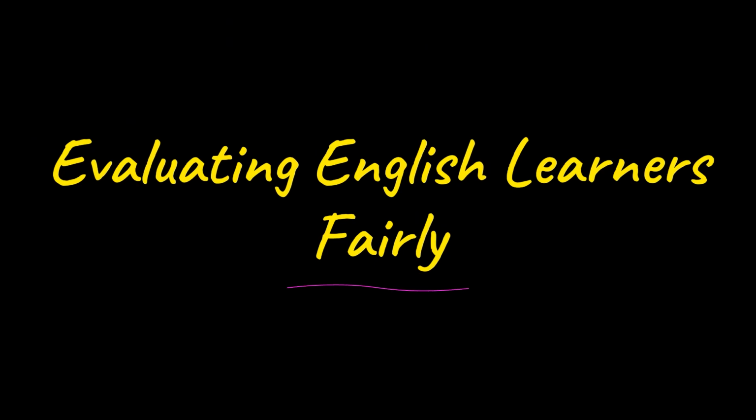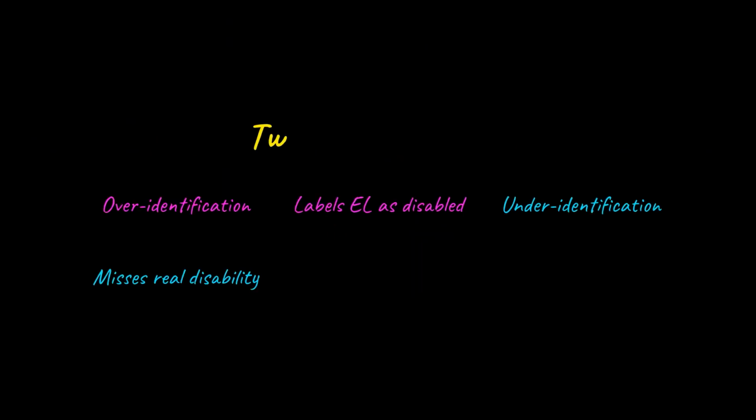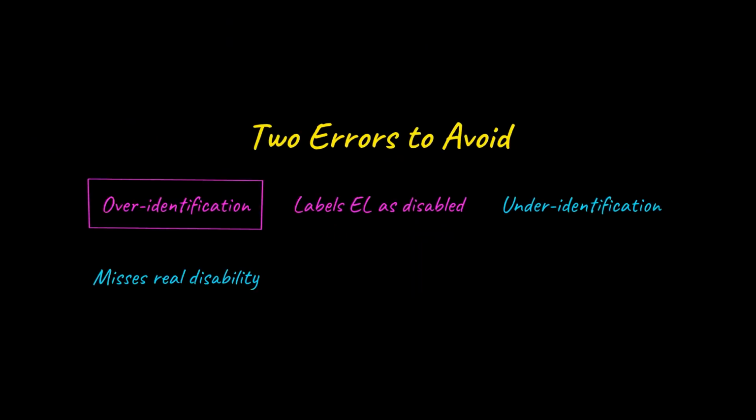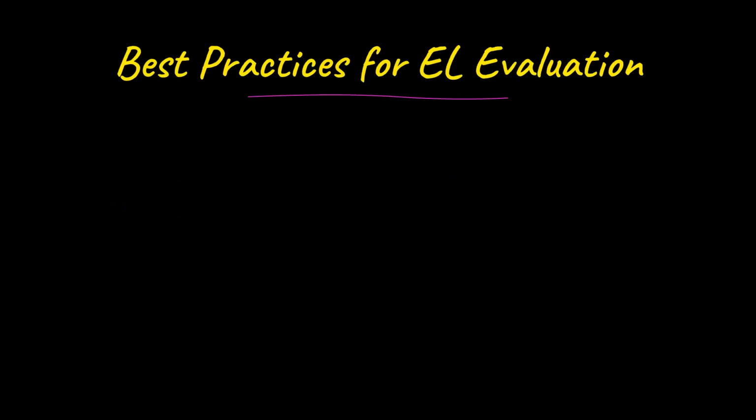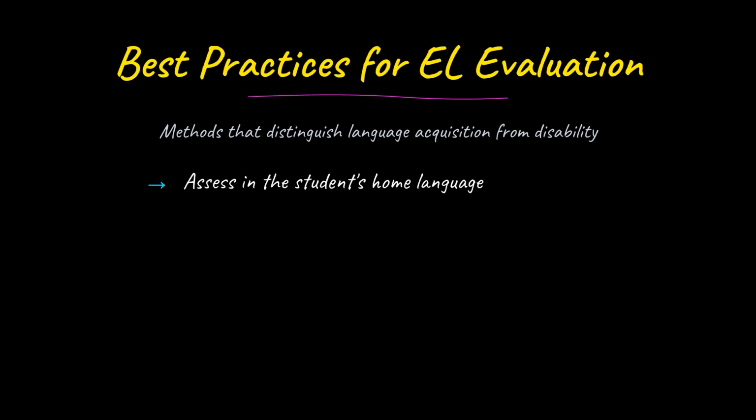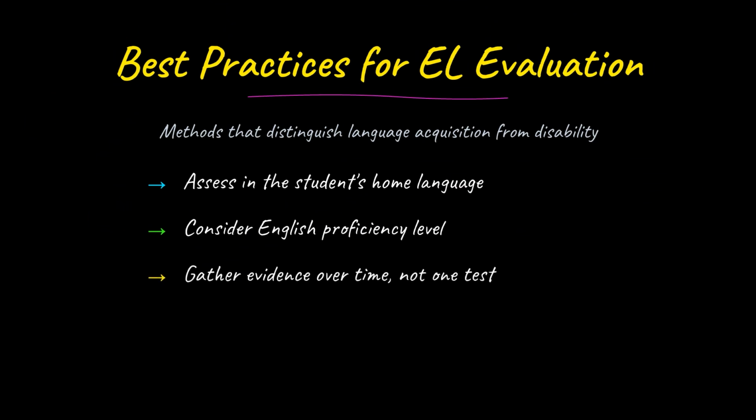Valid evaluation depends on methods that can actually tell these apart, and that requires a language-sensitive approach tailored to each student's background. Both types of evaluation error harm students. Over-identification places English learners in special education when language acquisition is the real issue. Under-identification leaves students with genuine disabilities without the specialized instruction they need. Best practices include assessing in the student's home language, factoring in English proficiency when interpreting results, and gathering data over time rather than relying on a single assessment.